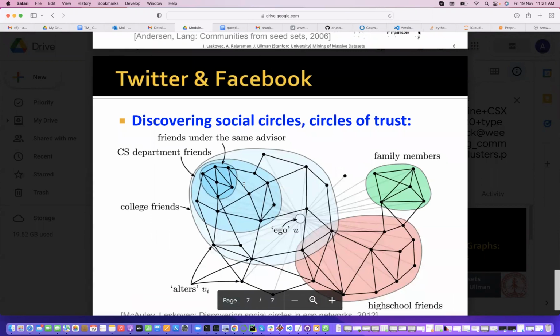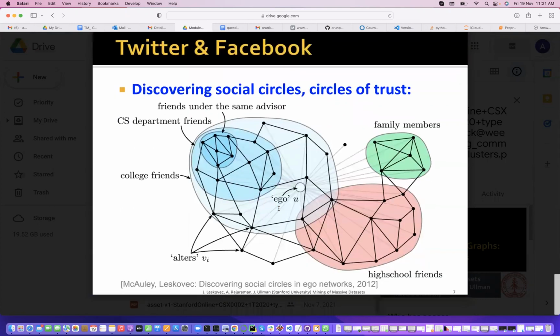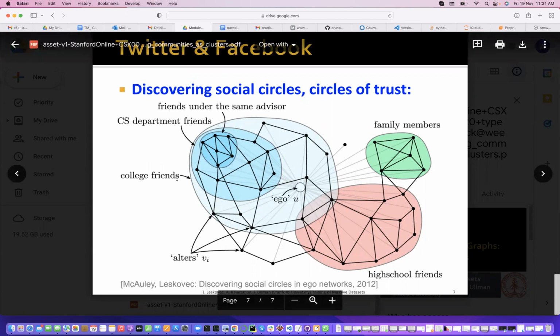In Twitter and Facebook, discovering social circles of trust. Yesterday also we discussed it. Subgroups within the broader groups: as a whole there are Facebook users, then maybe you can find family member groups, high school friends groups, then college friends.